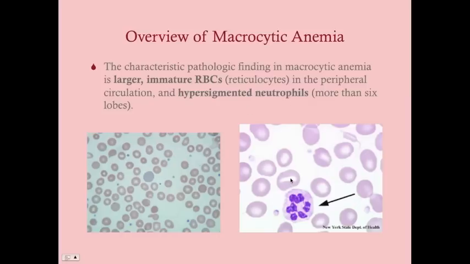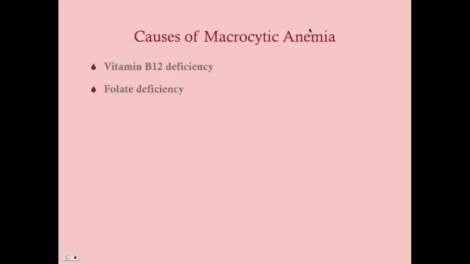Hypersegmented neutrophils means a neutrophil with more than 6 lobes. Here we count, 1, 2, 3, 4, 5, 6, 7, 8. 8 lobes to this neutrophil. So this is a hypersegmented neutrophil. So this is an immature neutrophil. And so that's a sign of macrocytic anemia. We're not getting maturation of the blood cells because we don't have either B12 or folate.